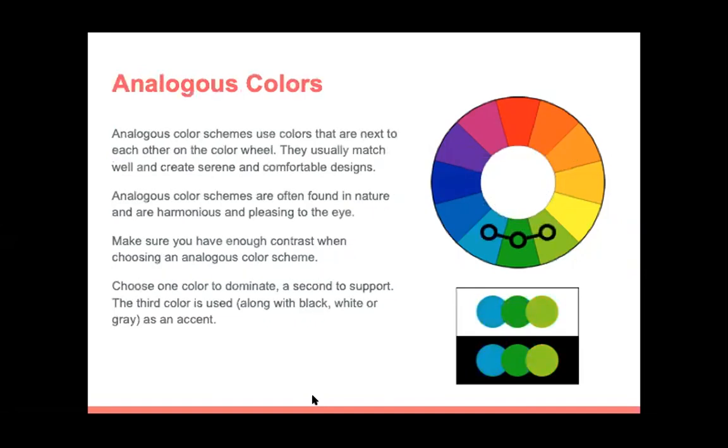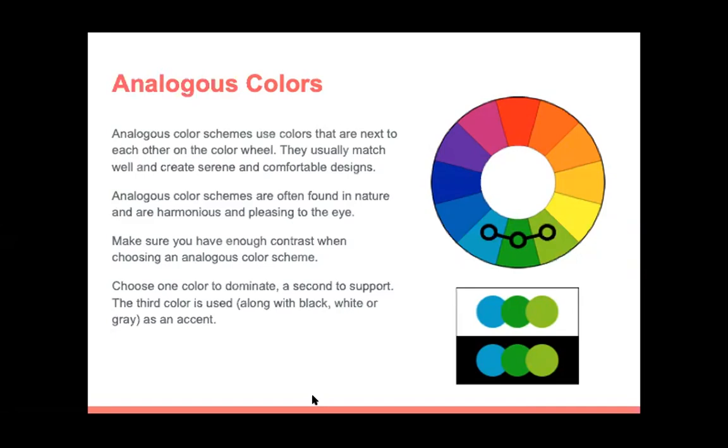You also have analogous colors, and these are colors that are next to each other on the color wheel. They usually match well and create serene and comfortable designs. Analogous color schemes are often found in nature and are harmonious and pleasing to the eye. Make sure you have enough contrast when choosing an analogous color scheme.